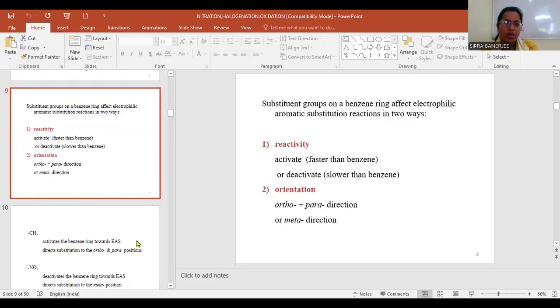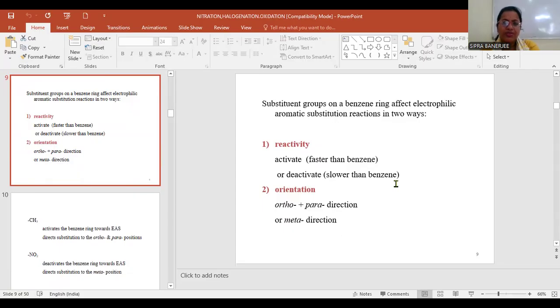Okay. So substitution on a benzene ring affects aromatic substitution reaction in two ways. How the substitution goes on depends on factors: one is reactivity, one is orientation. Reactivity is activation, faster than benzene. First, they activate the benzene ring, or they can deactivate. Like in the case of toluene, toluene can activate the benzene ring. In the case of nitrobenzene, the nitro group can deactivate the benzene. So the reaction will be slower.